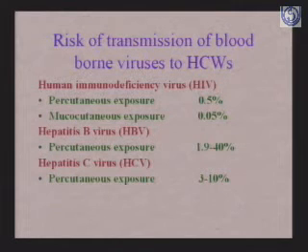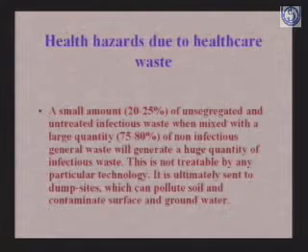Just as an example here, the risk of transmission of bloodborne viruses to healthcare workers, the statistics show that for HIV virus, by percutaneous exposure, the risk is about 0.5%, while for hepatitis B, it can be as high as 40%, and for hepatitis C virus infections, the percutaneous exposure risk is about 3 to 10%.